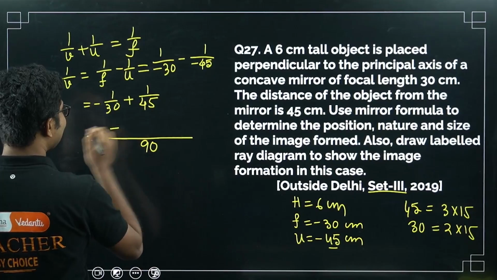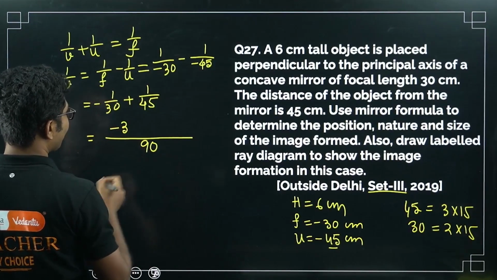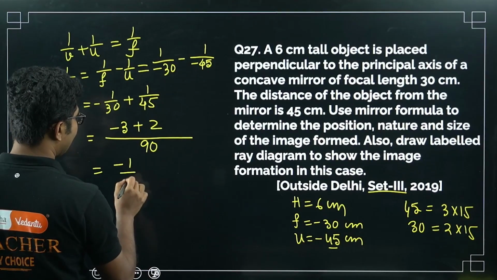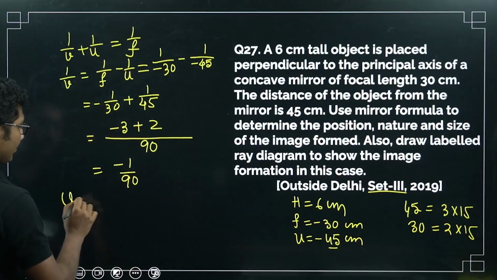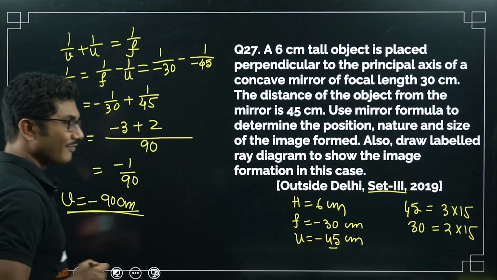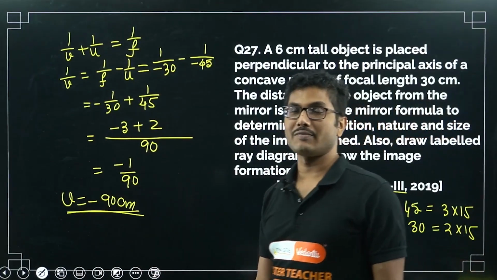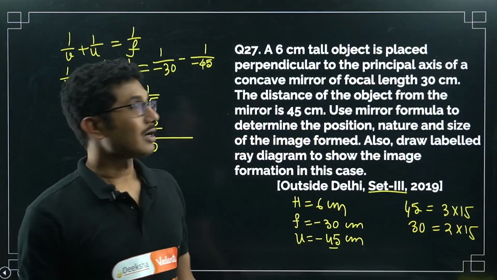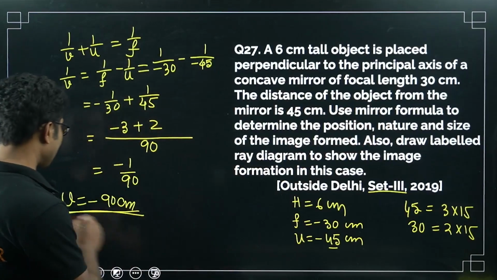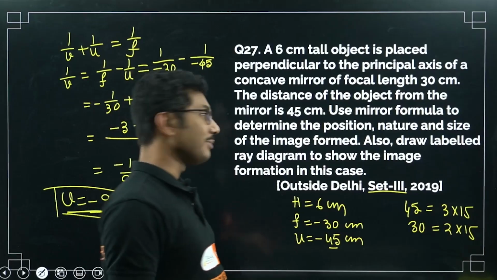So minus 3 plus 2 over 90, so minus 1 by 90. So v equals minus 90 centimeter. Now this is a mirror. So for a mirror, v negative means it's a real image, exactly opposite from that of lens. Obviously it's a concave mirror, so the object distance is more than the focal length, so it will give you a real image. In this case, v negative has nothing to do with a virtual image, it's a real image.